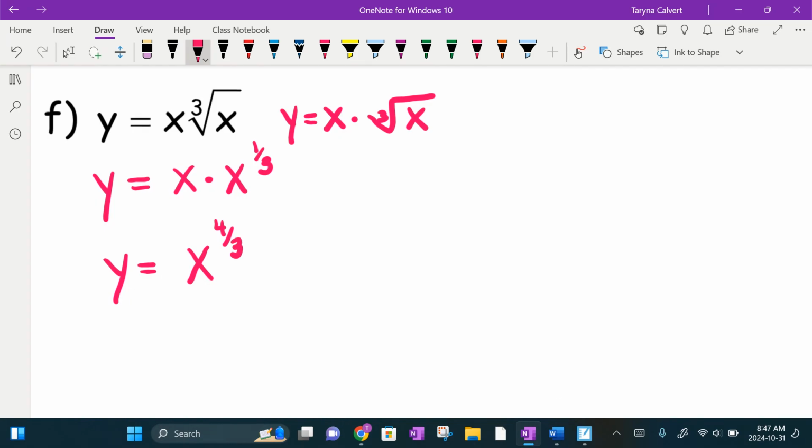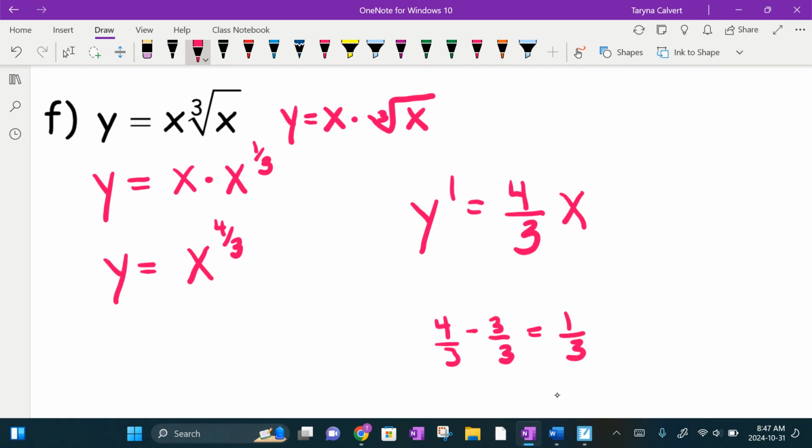Now we can find the derivative. Right, so our derivative function, 4 over 3 comes down. And then we have x, and then remember we're going 4 over 3 minus 1, but minus 1 in this situation will be a 3 over 3. So that's going to give you a 1 over 3.